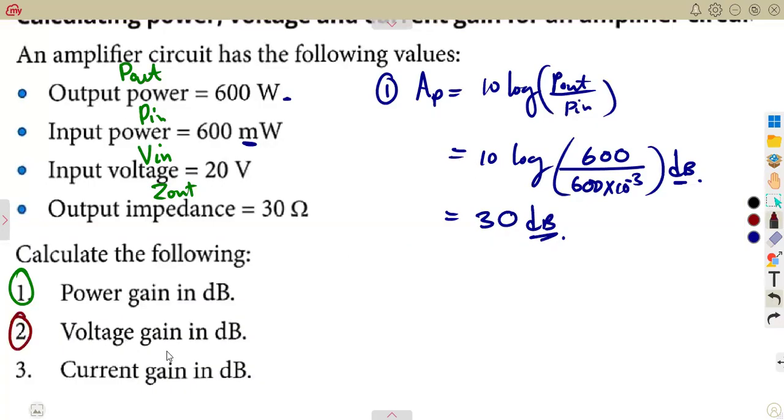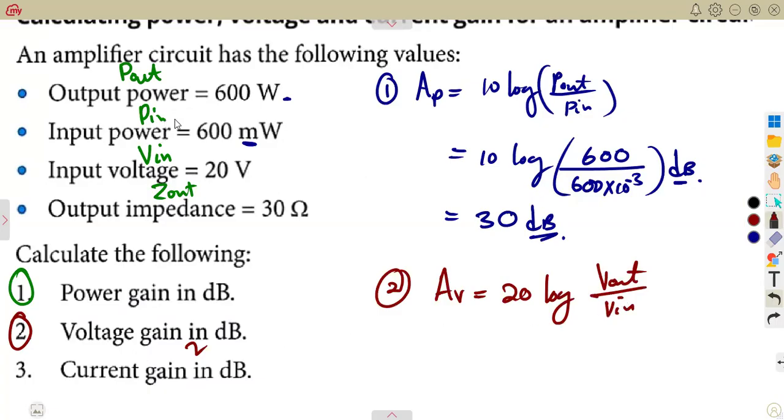Number 2, it was to calculate the voltage gain. So voltage gain, we saw that's going to be 20 log V out over V in. It's just a matter of substituting. But do we have these values? V in is given, but we do not have V out.